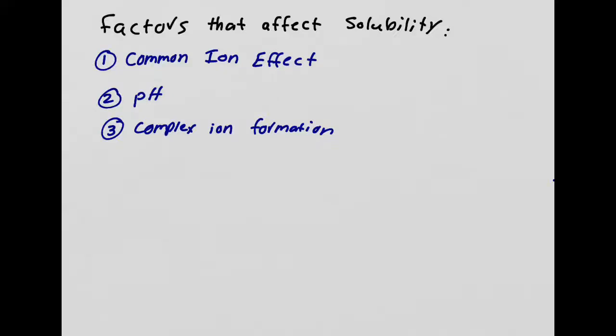All right, class. So we're going to continue with solubility product. This is the last lecture on that. The last part is factors that affect solubility. There's 3 factors that would affect solubility, and that's common ion effect, pH, and complex ion.